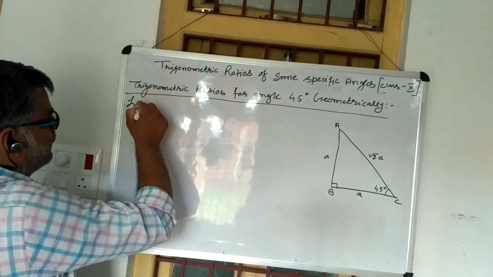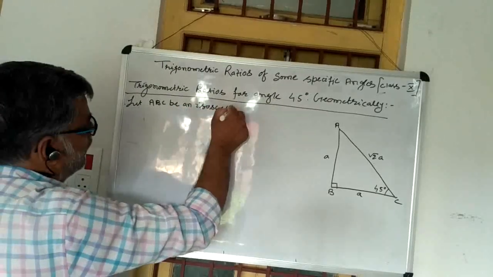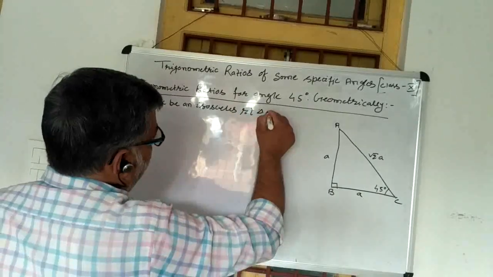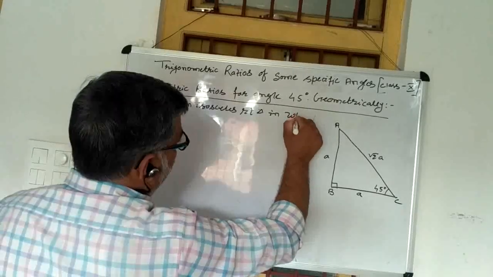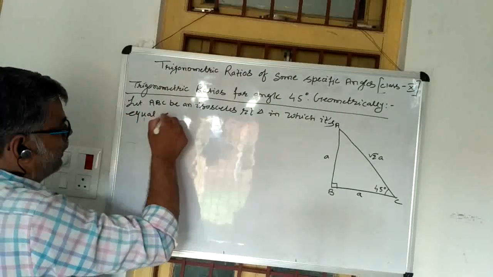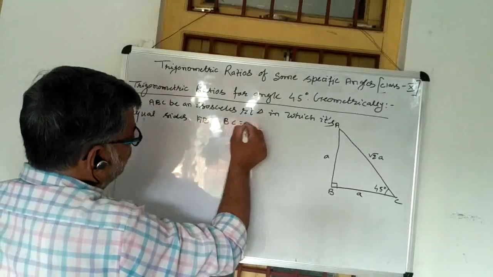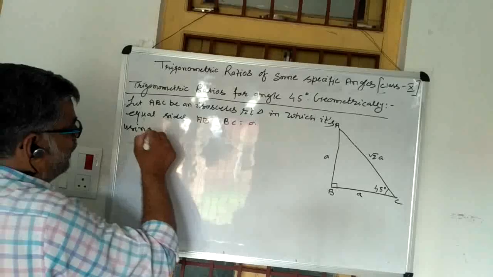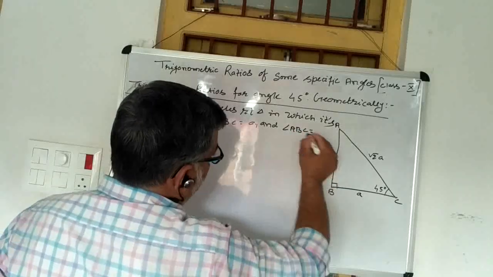So first you write, let ABC be an isosceles right triangle in which its equal sides AB equals BC equals A, and angle ABC equals 90 degree.